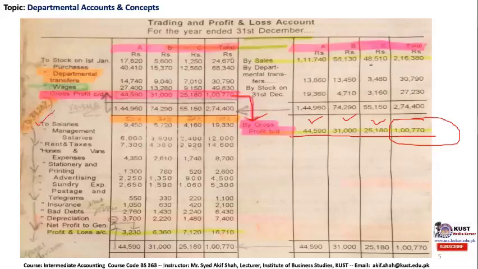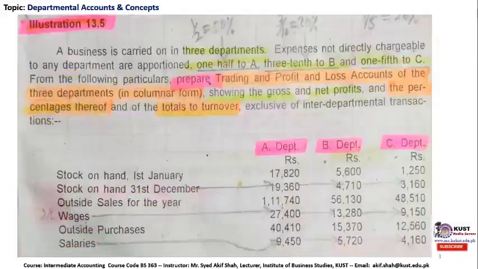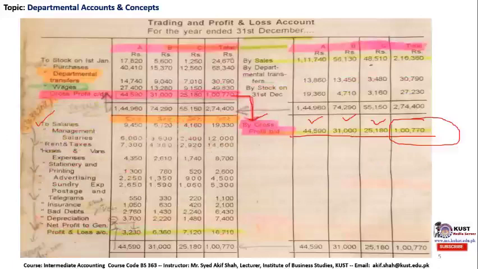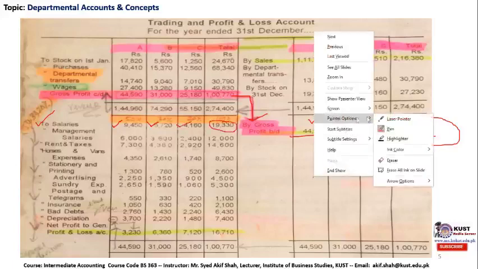The first is to mention the salaries expense. Let's go back and check it out. Here it is, the salaries expense, which is clearly bifurcated for each department, mentioned clearly for Department A, B and C. So we have to pick up this data and mention it in the profit and loss account. We have done the same: 9,400 for Department A, 5,720 for Department B and 4,160 for Department C, and then we accumulate all these 3 values. This was already given in the question.